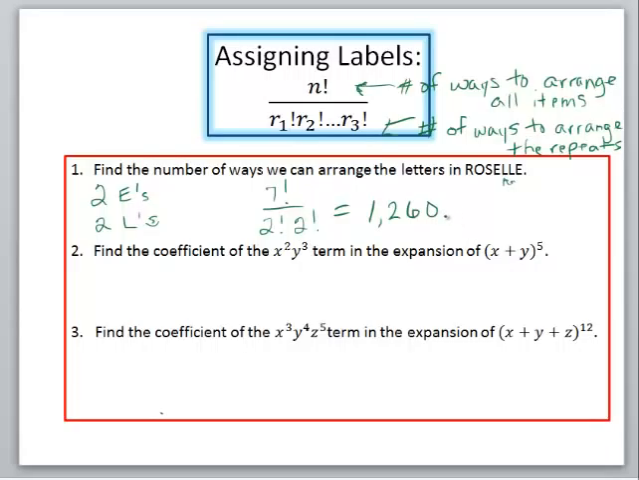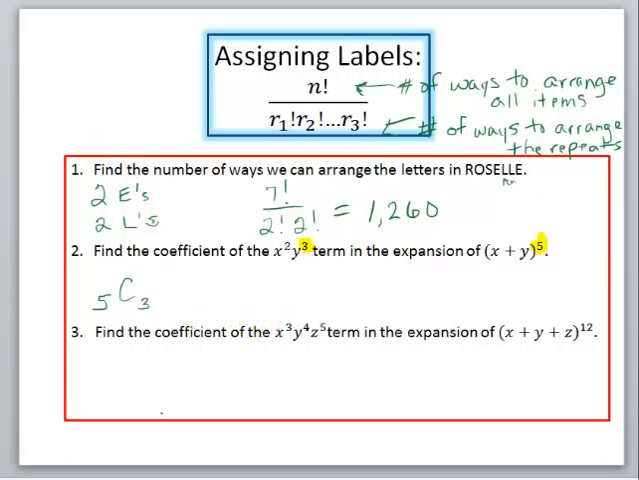In the second example, I want to find the coefficient of the x squared y to the third term in the expansion of x plus y to the fifth. In this particular example, we've actually seen this before, when we did our binomial expansions, and in that example, we would have said that it was 5 choose 3, where 5 came from the exponent on our binomial, and 3 came from that last exponent on our last variable.